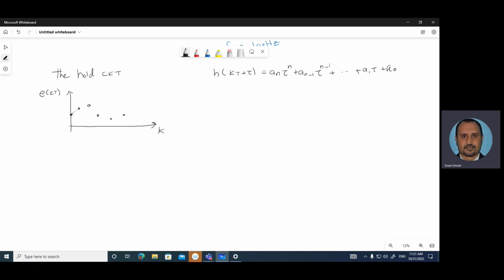If n is equal to 0, in this case, I'm having what? h of kt plus tau is equal to a0. So this is called the zero order hold. If n is equal to 1, then h of kt plus tau is equal to what? a1 tau plus a0. So this is called the first order hold. The most common ones are the zero and the first. Can I go to the second? Yes, I can, but that's not normal. So I will only discuss here the two cases. The first one is the zero order hold.